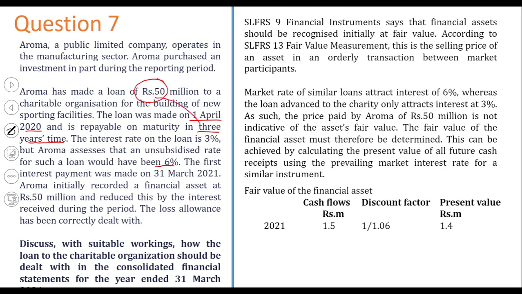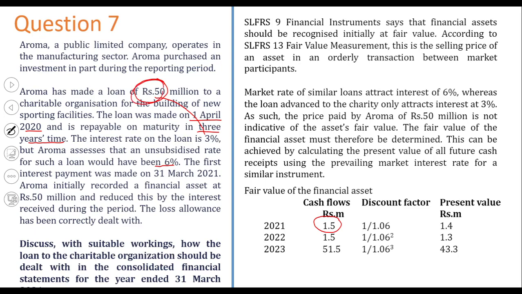But we are receiving interest of 3%. 50 million into 3% is 1.5 million. So in the first year we are getting 1.5 million cash by taking this asset. Second year, again we are getting 1.5. Third year also we are getting 1.5 plus, and in the third year we are getting this 50 million as a one-shot payment back.